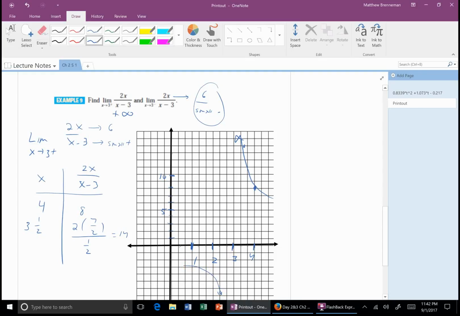So x equal to 3 is a vertical asymptote. But the limit does not exist, because the one's going to positive infinity, the other's going to negative infinity.